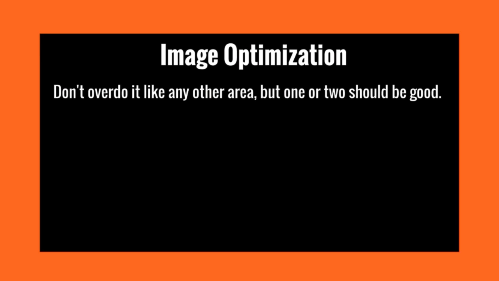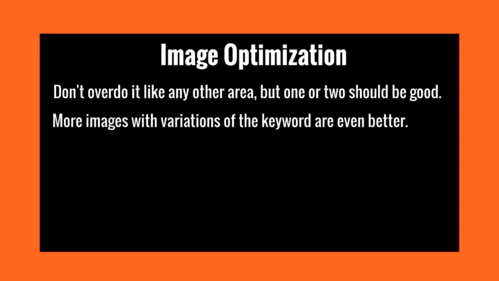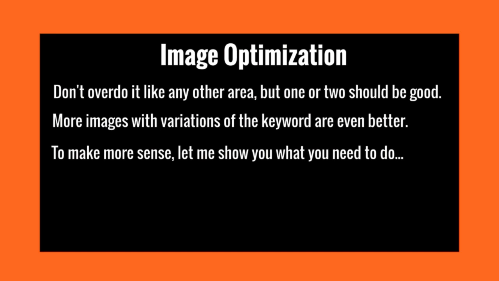Now, like I said, more images with variations of the keyword, that's even better for your SEO. So, if we're focusing specifically on red shoes as the post itself, maybe it is better to indicate a specific brand name of shoes. You might want to put the brand name, or the brand name plus red shoes. Perhaps shoes red, or red with a synonym of shoes. So, to make more sense, let me show you what you need to do on screen, and I'll give you some more tips along the way.